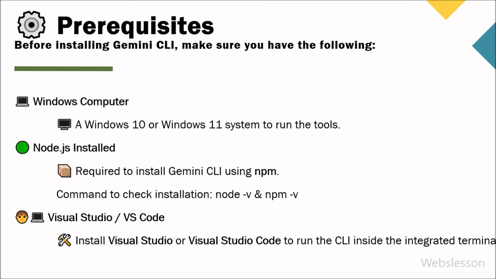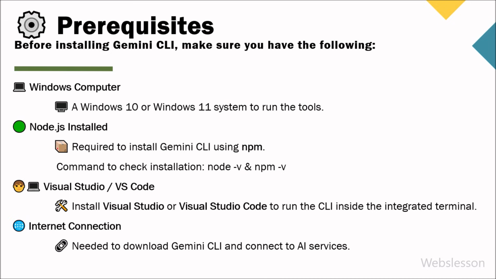In this tutorial, we will use the integrated terminal inside the editor to run Gemini command line interface commands. Finally, make sure you have an active internet connection and Google account, because we will need it to download the Gemini CLI package and connect to the Gemini services by using Google account. Once you have all these prerequisites ready, we can move on to installing the Gemini CLI on Windows computer.